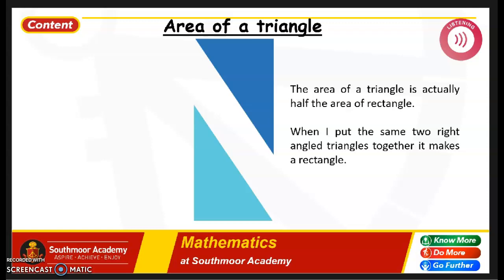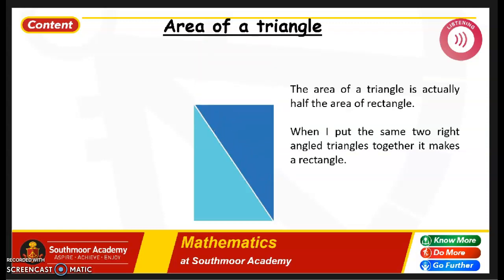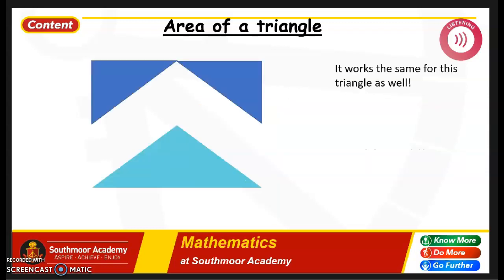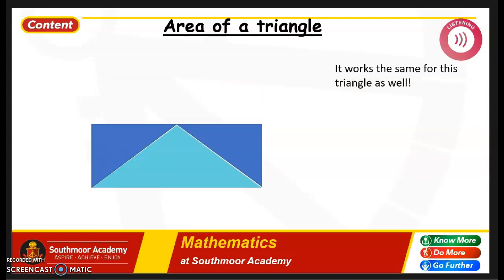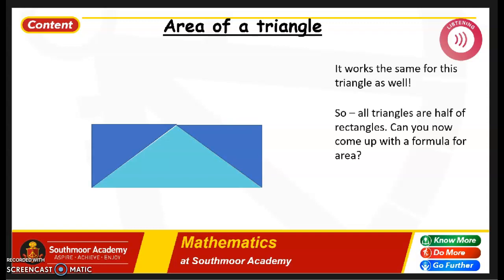The area of a triangle is half the area of a rectangle. So if we put two right-angled triangles together, it will form a rectangle. So the area of a triangle is half the area of a rectangle. This works the same for these types of triangles. So if we put them together like this, we can see that it forms a rectangle. So all triangles are half of rectangles, giving us the formula base times height divided by 2.